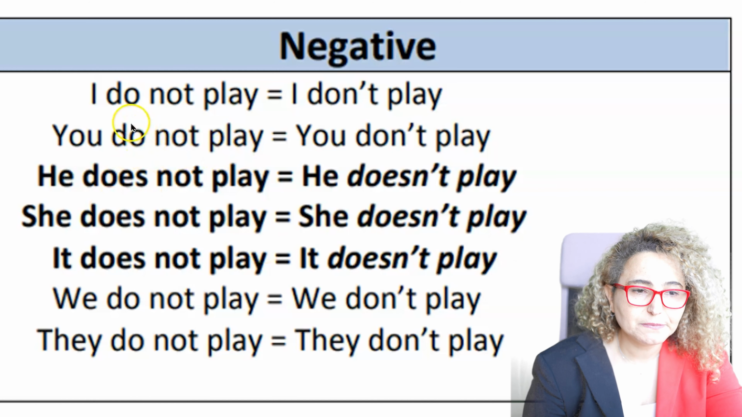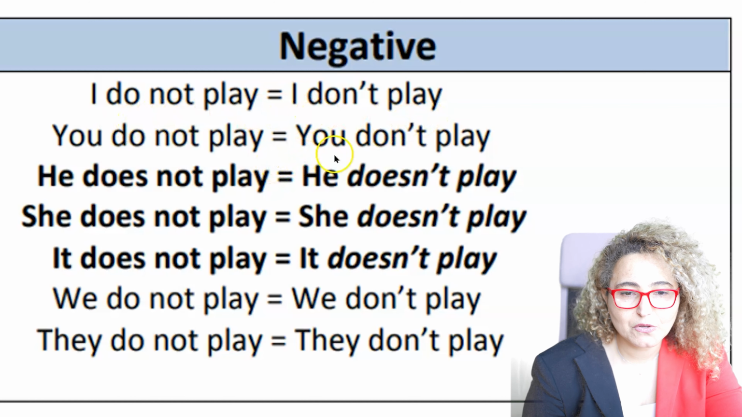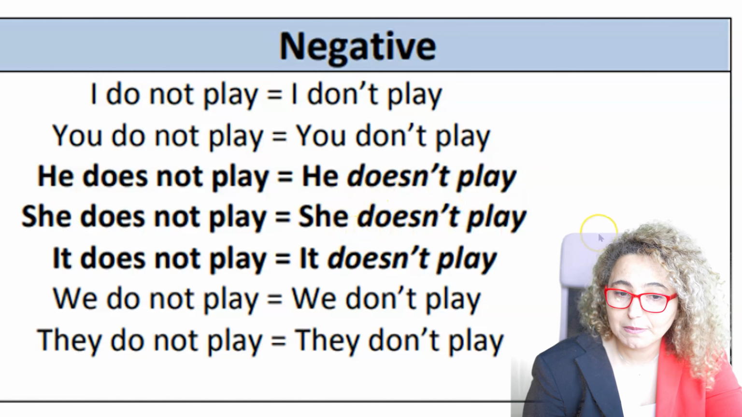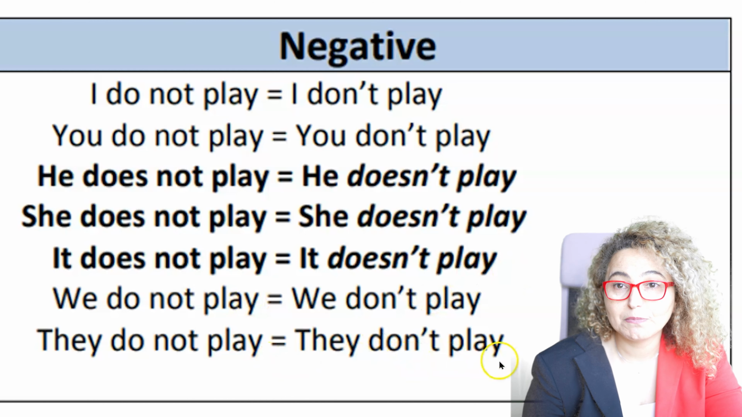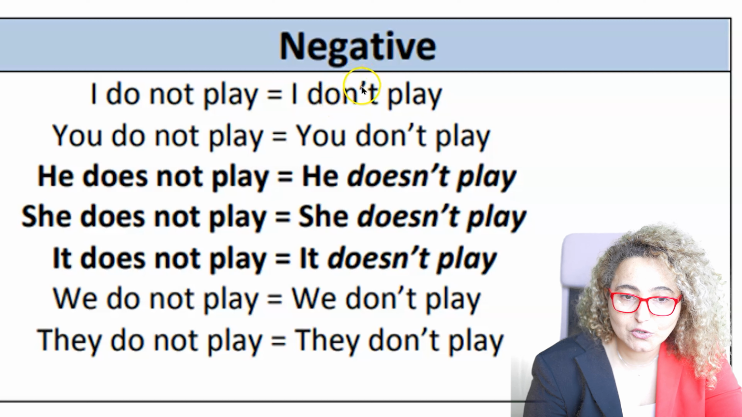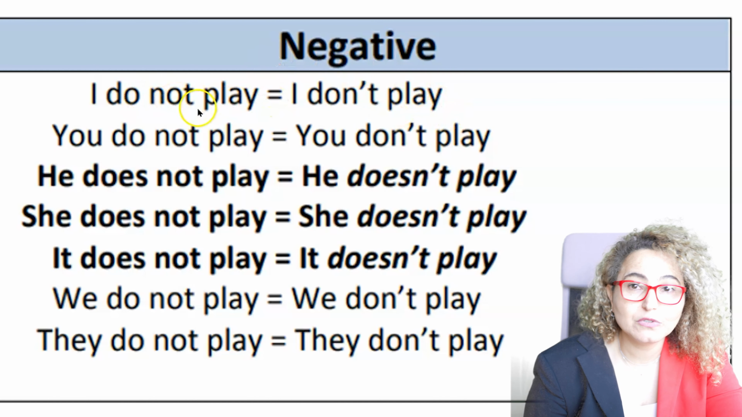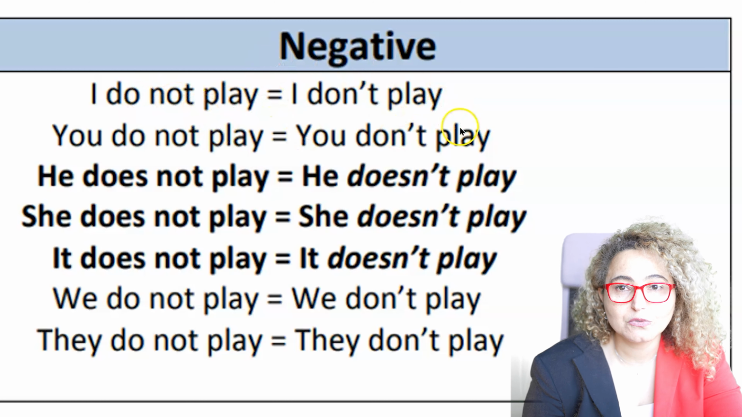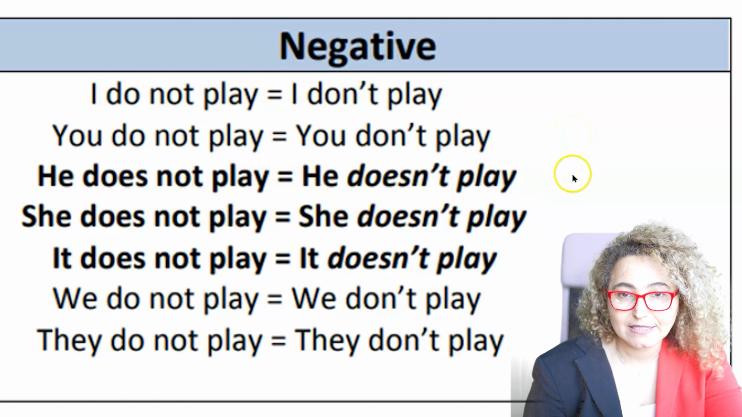This is an example. I don't play. You don't play. He doesn't play. She doesn't play. It doesn't play. We don't play, and they don't play. Notice how we put D-O-N, the apostrophe, and T. It's short for do not. So we don't say do not, we say don't. We don't say does not, we say doesn't.